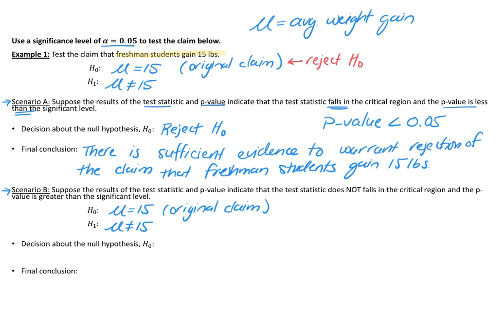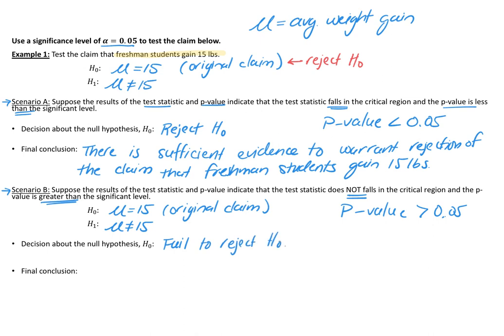In scenario B, we're going to suppose that after we go through the whole hypothesis test and get the test statistic and the p-value, the test statistic does not fall in the critical region and the p-value is greater than the significance level. I'm going to use the p-value method again, but you can also use the critical value method here and it'll give you the same results. Here the p-value is greater than our significance level of 0.05. Anytime that you use the p-value method and the p-value is greater than the significance level, we always fail to reject the null hypothesis.